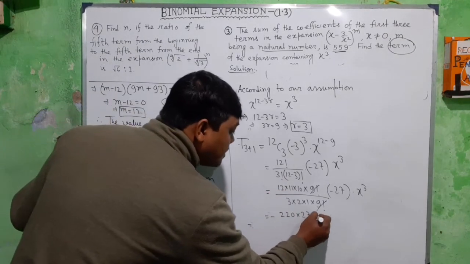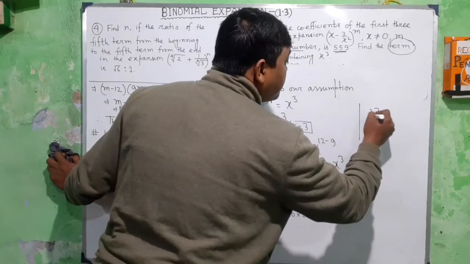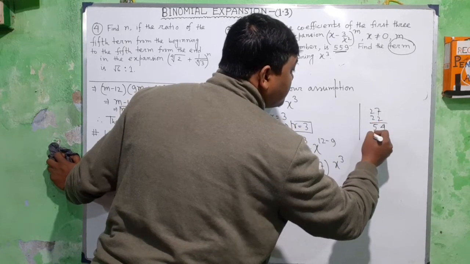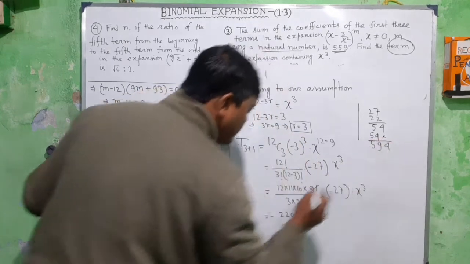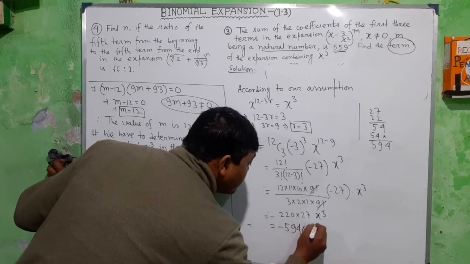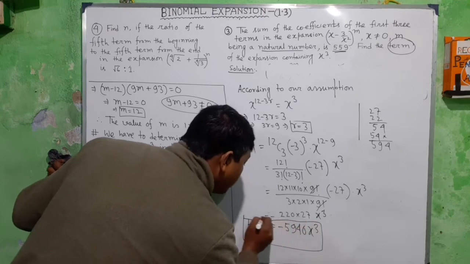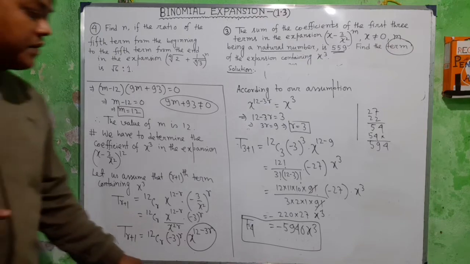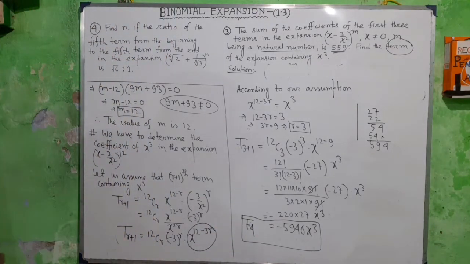So that's x cube. After some calculation, if I multiply 27 and 220, we have gotten 5940. So minus 5940 x cube. This is T(3+1) or T4. So the fourth term, which contains x cube, is minus 5940 into x cube.